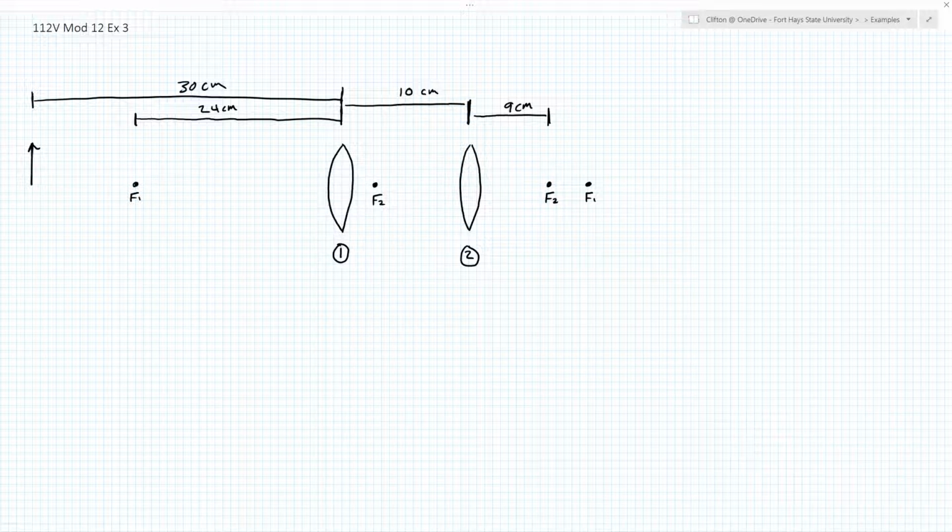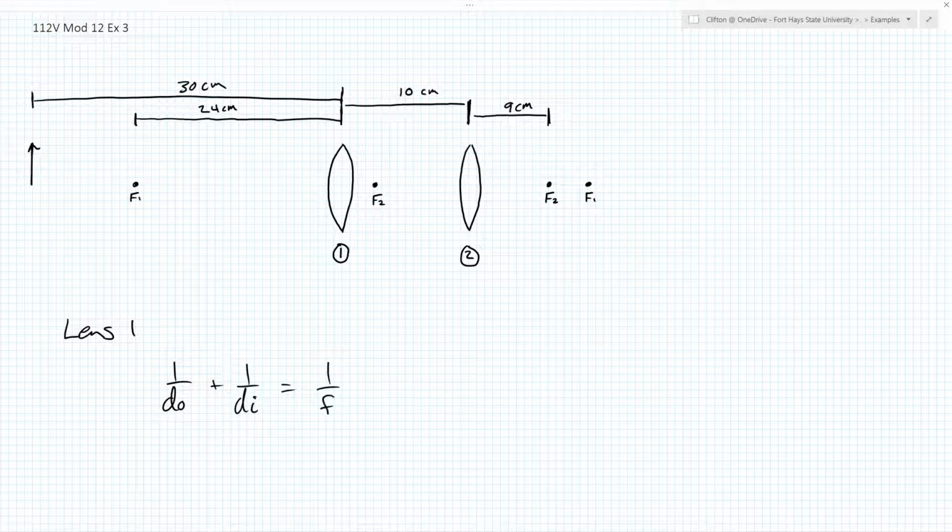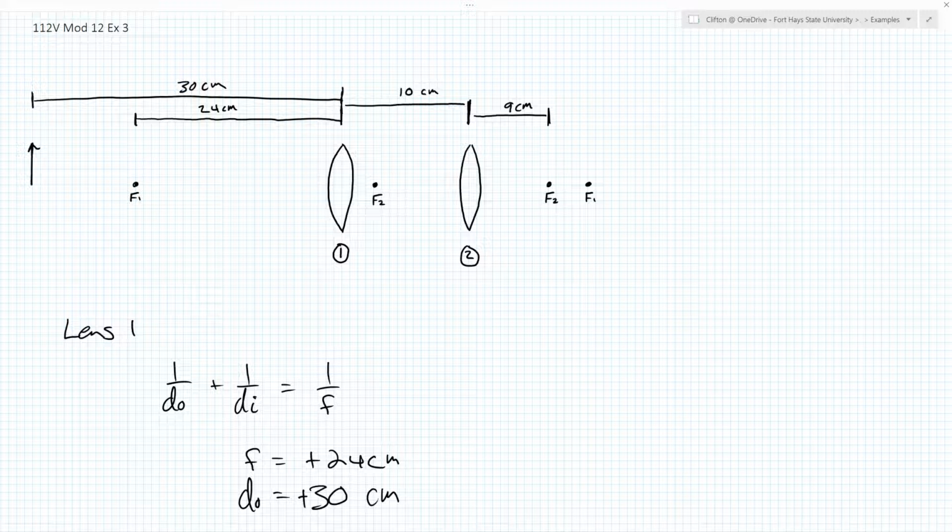Alright, so for lens 1, oops, I always put an E on the end of lens. For lens 1, we've got 1 over object distance plus 1 over image distance is equal to 1 over the focal length. The focal length is the same as it was before, so that's plus 24 centimeters. But the object distance is larger. Now it is plus 30 centimeters.